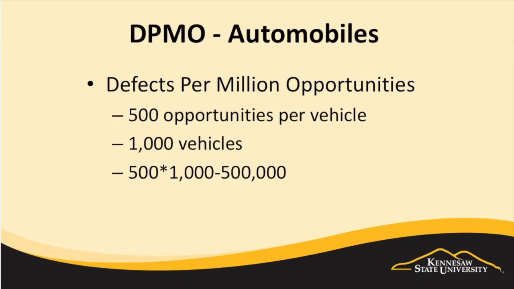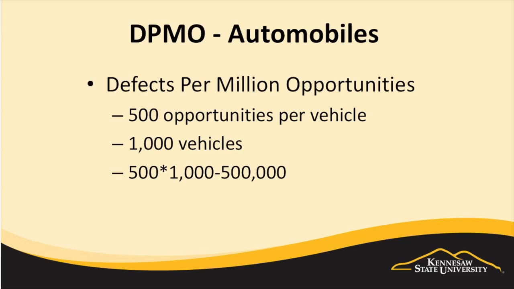Let's turn to our automobile example again. We found that we had an average of 9 defects per vehicle, or 9,000 defects across 1,000 vehicles. Consider that automobiles are complex machines. There are a lot of opportunities for error or defects. Let's say there are 500 opportunities for a defect in each vehicle. Actually, there are probably many more.